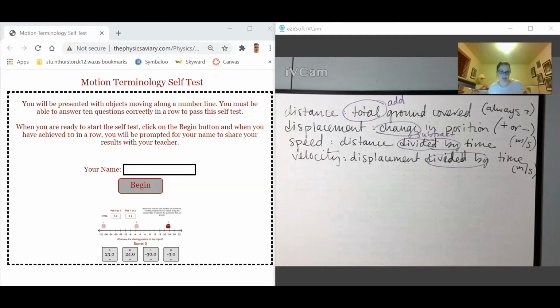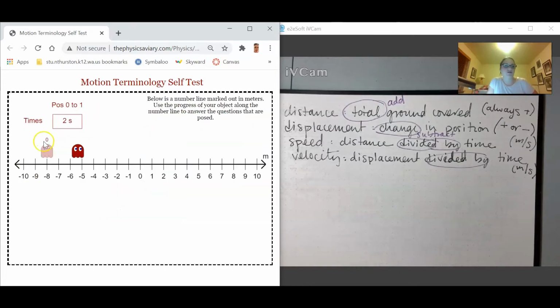All right. I don't think there's anything else that you need to prepare in advance. So I'm going to go over to my simulation here, and I'm going to put in my name, Mrs. Cassell, and begin the simulation. It says you will be presented with objects moving along a number line. You must answer 10 questions correctly in a row to pass this self-test. When you're ready to start, click the begin button. When you've achieved 10 in a row, you'll be prompted for your name to share your results with your teacher. You will need to take a screenshot. I put a video in Canvas to show you how. So let's go ahead and begin.